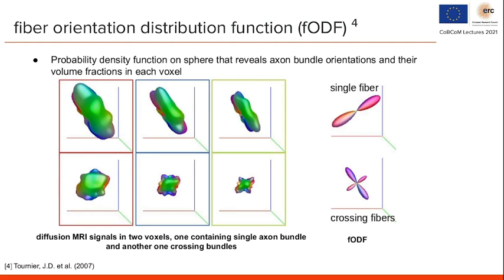Figure on the left illustrates signals in 2 voxels acquired over 3 shells, one voxel containing single and another one crossing axon bundles. Corresponding fODFs are depicted in the figure on the right.